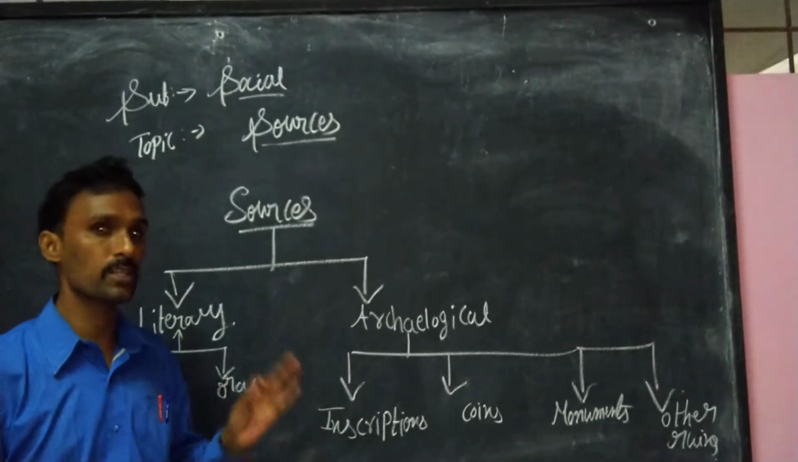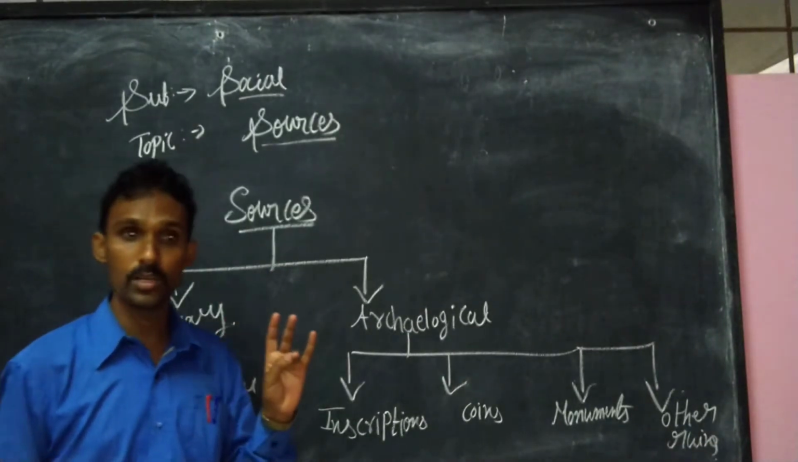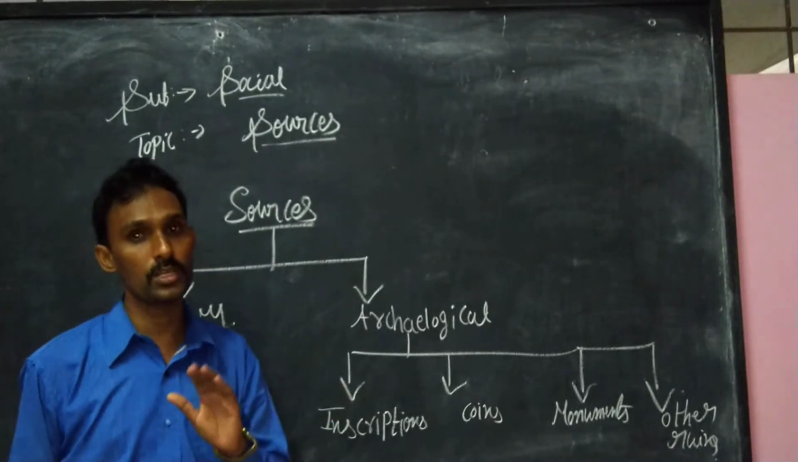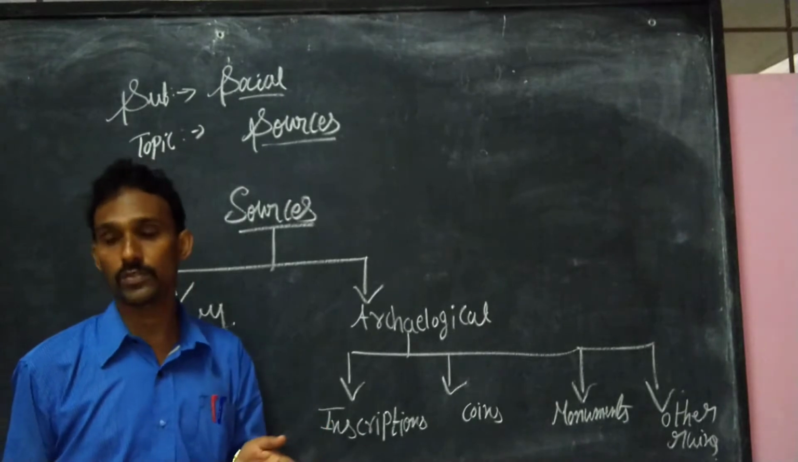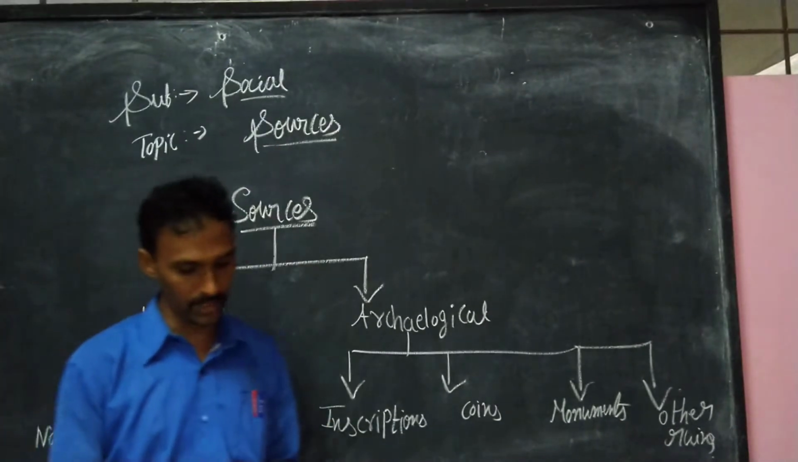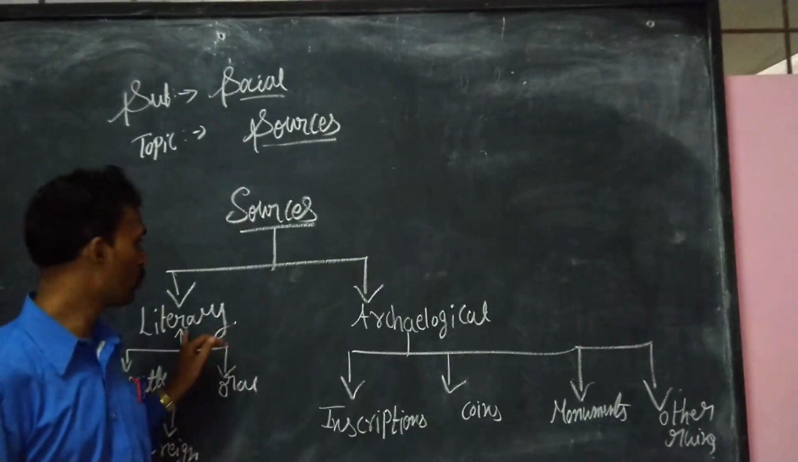In the first video we covered the meaning of sources and what history is, and how we get the sources. History depends upon sources. Without sources we can't write history. So sources are again divided into two types.